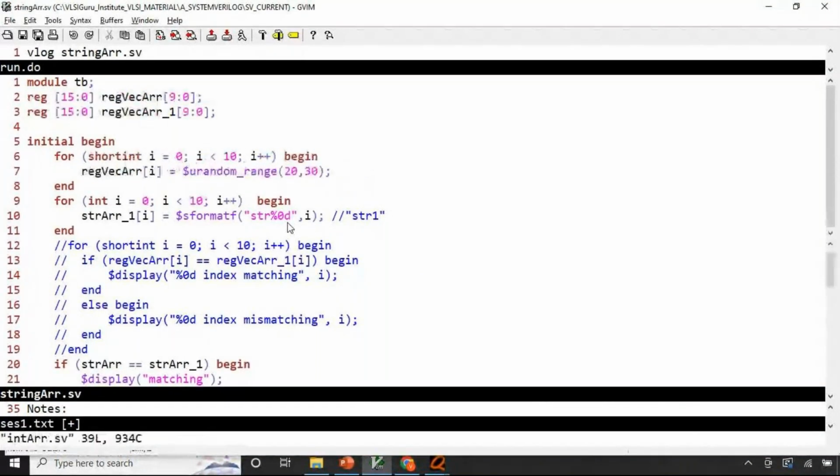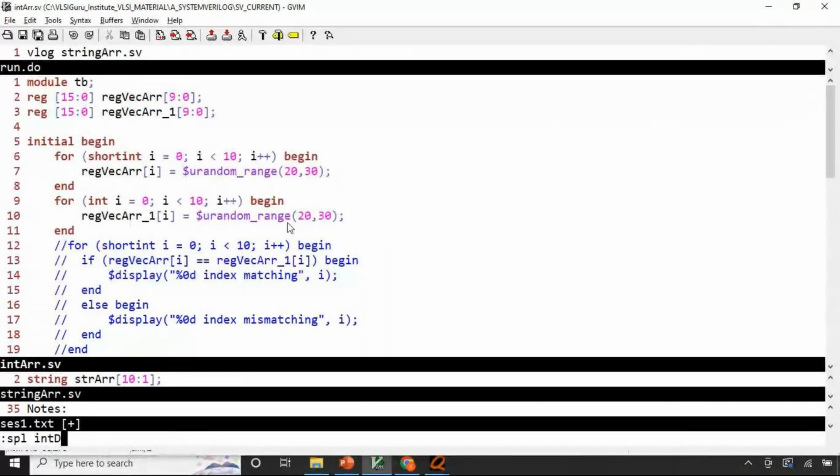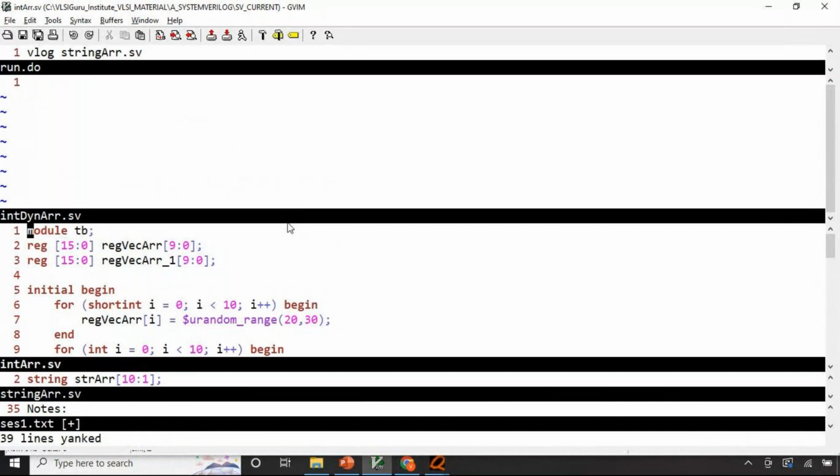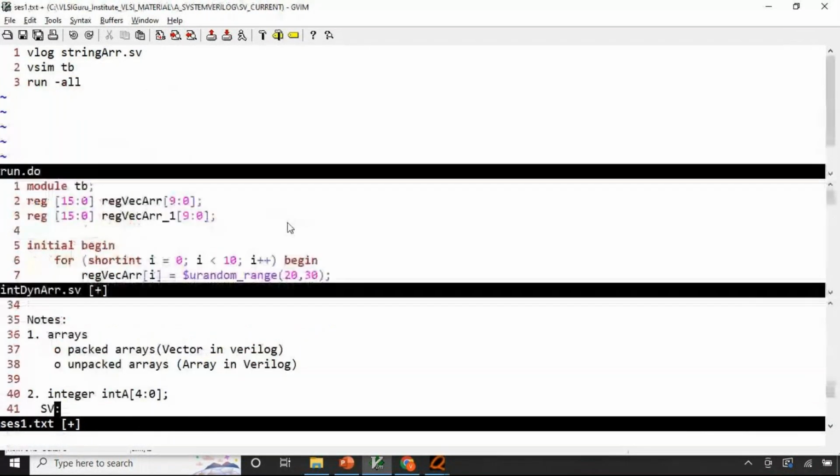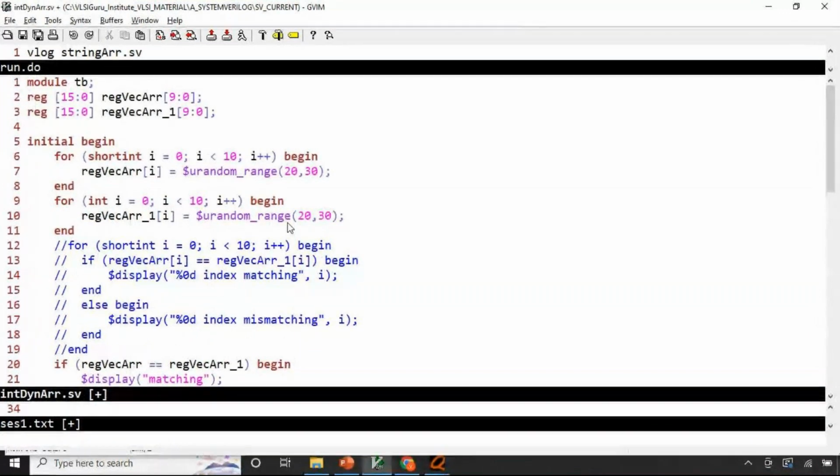Int array, int dynamic array. Everything else same. Only thing is, don't give the size. It's like allocating a room without any chairs initially. That's what is our intention. I say without chairs, then how will people come? How will people see? What is the solution? As people come, you bring the chairs. That's the solution. So what do you do?